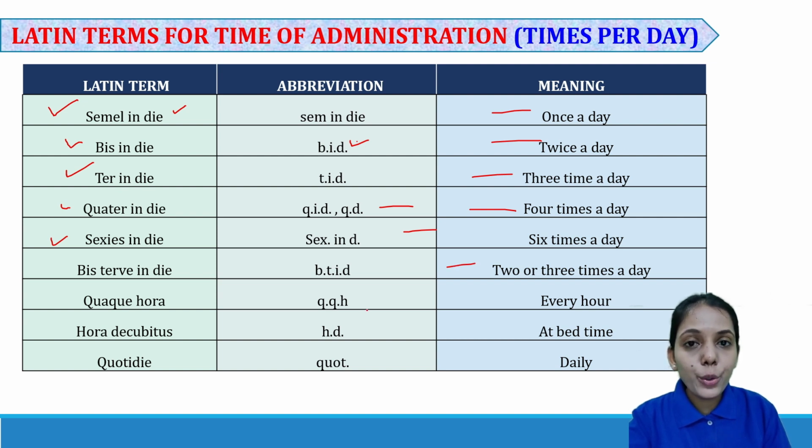Quaque hora, that is QQH. Every hour. Hora means hour, related to hour. So QQH means every hour. Hora decubitus, that is nothing but at bedtime. Quotidie, that is daily. Quotidie means daily. First of all, you have to remember that if die is coming, it is related to some day. Accordingly, you have to look at the initial words, simul, bis, ter, quater, like that.